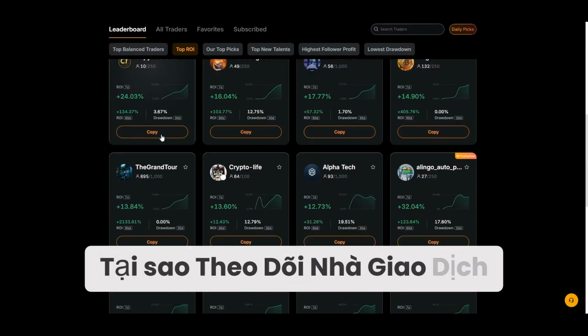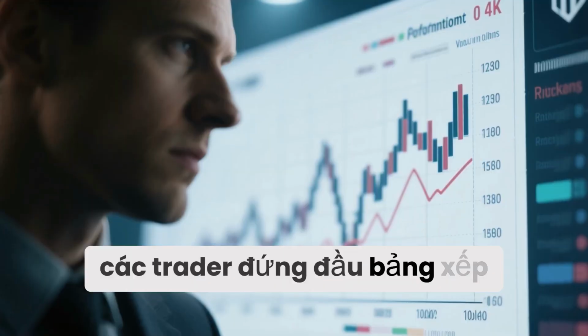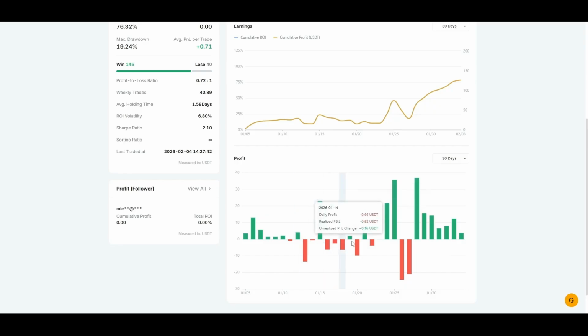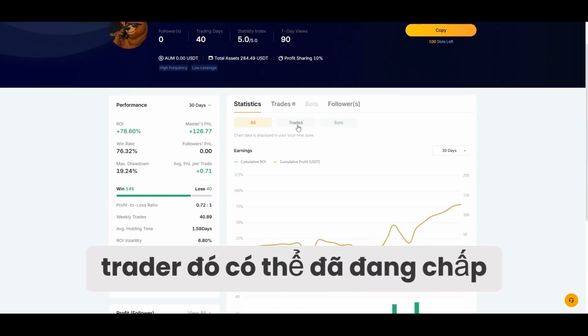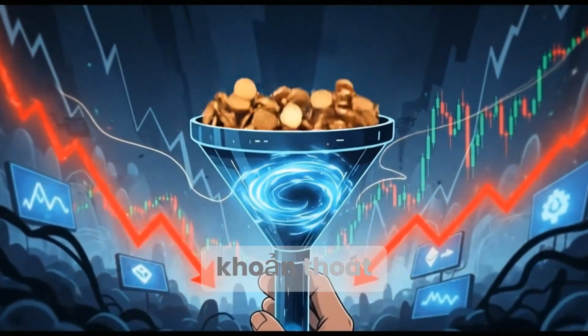Why following top-ranked traders is dangerous. Most beginners follow traders at the top of the leaderboard. The problem is that these rankings are based on recent performance. By the time you join, the trader may already be taking higher risks to maintain their position. This is how many followers become exit liquidity.